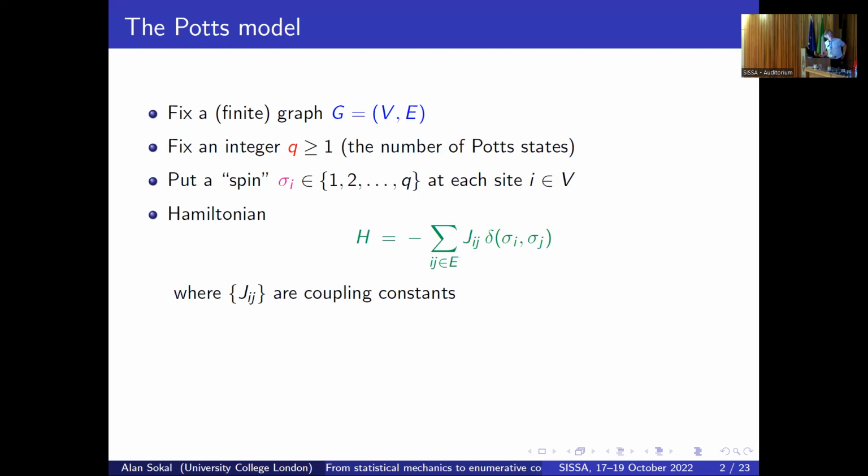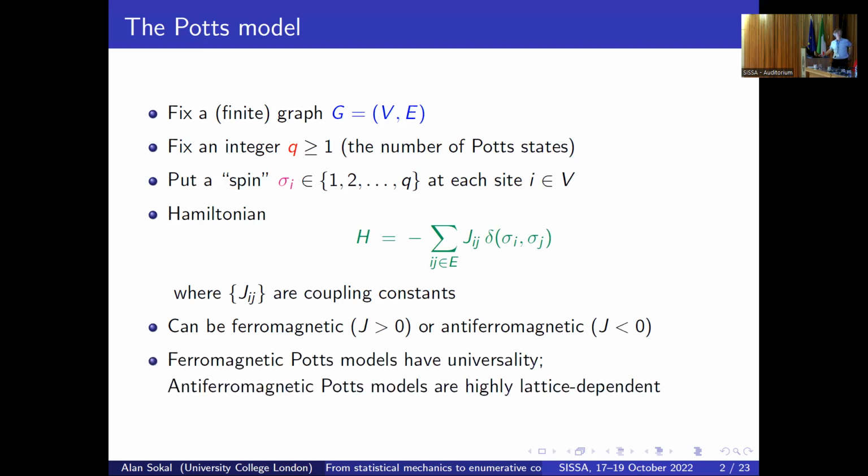And the Hamiltonian is simply a delta function interaction. It only cares whether the spins at neighboring sites are same or different. And you can be either in the ferromagnetic case, J positive, or the antiferromagnetic case, J negative, or mixed, of course. And as you know, ferromagnetic Potts models have universality. Pretty much, if I want to be the same as you and you want to be the same as Sergio and Sergio wants to be the same as Andrea, basically there are only two possibilities. Either that interaction is strong enough that you get ferromagnetic order, or it isn't and you get disorder.